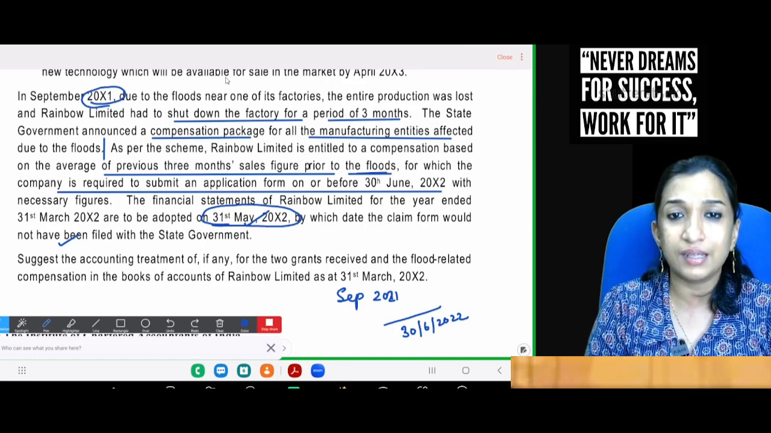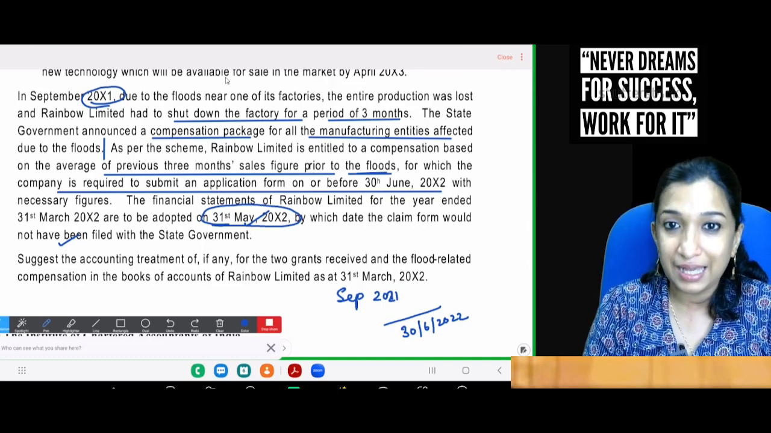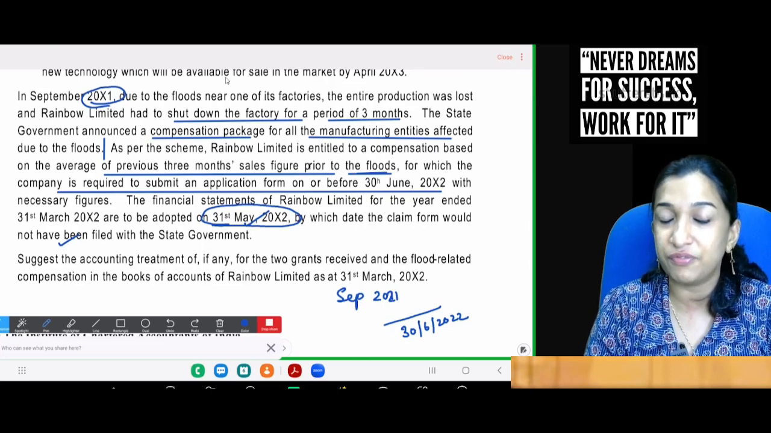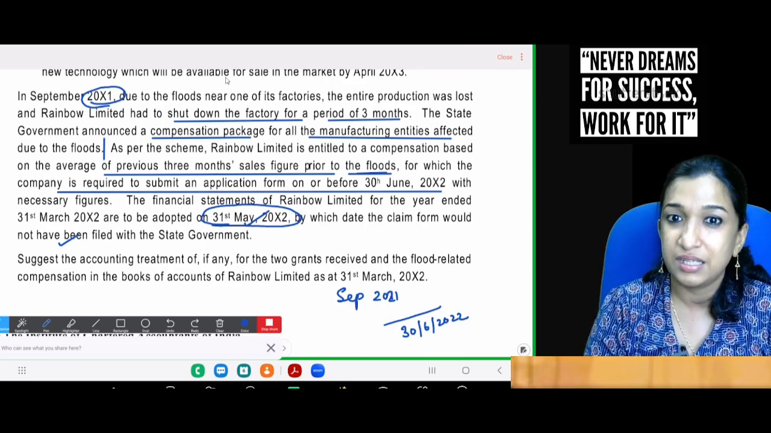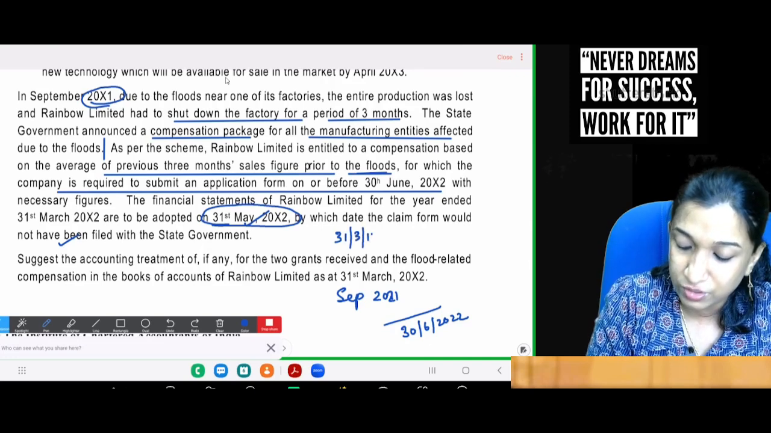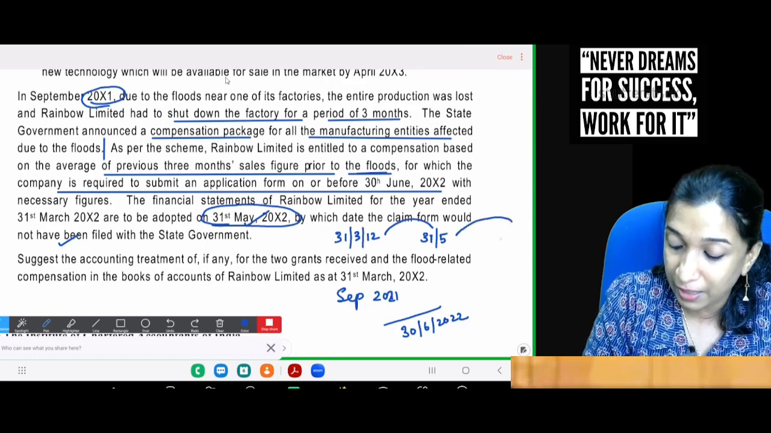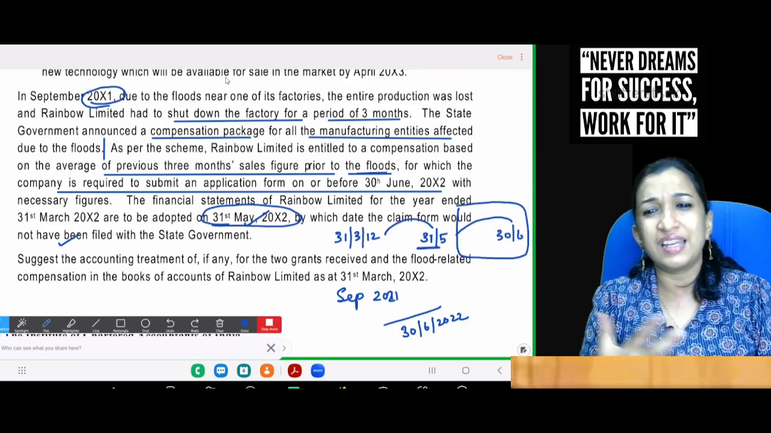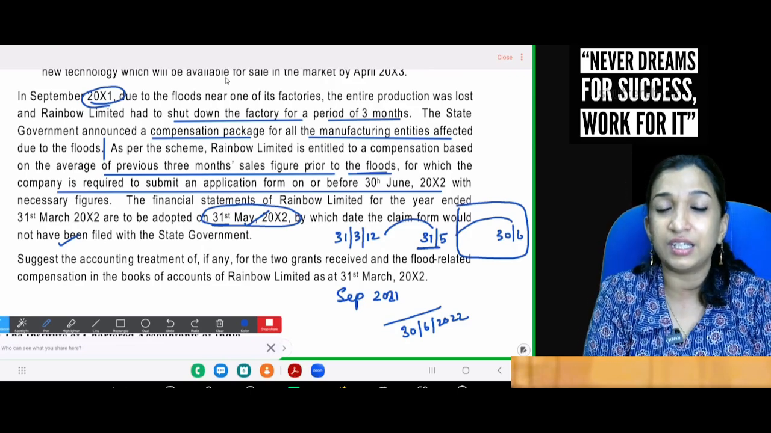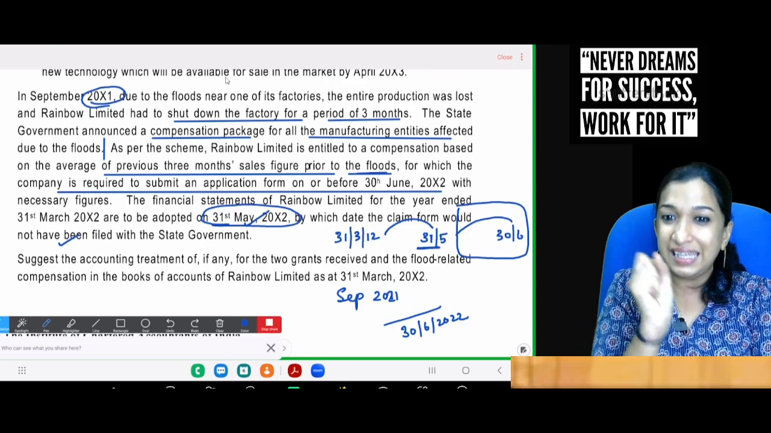So can you recognize the government grant on 31st March 2012 financials? Because you are closing 31st March 2012 financials. It is adopted on 31st May, but you have time till 30th June and you have not filed it yet. So can you recognize this government grant for the year 31st March 2012? 11, 12, can you recognize grant income?